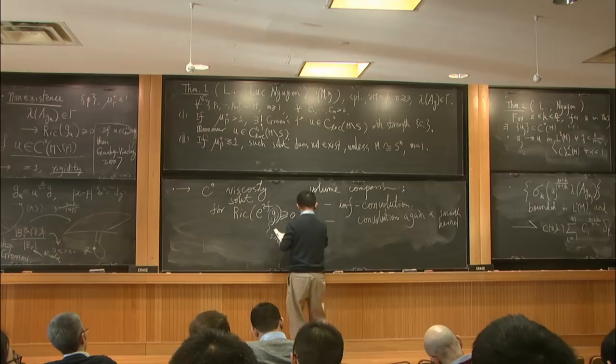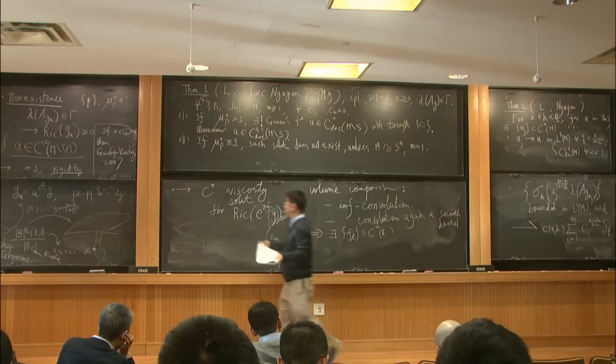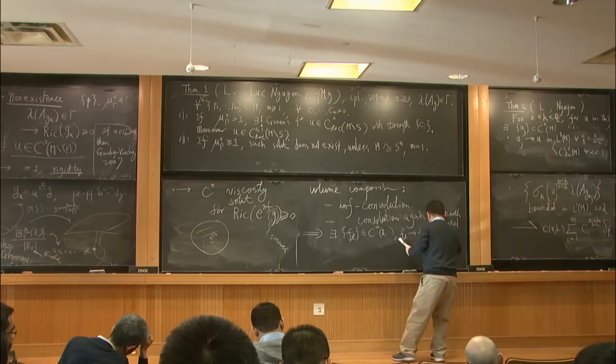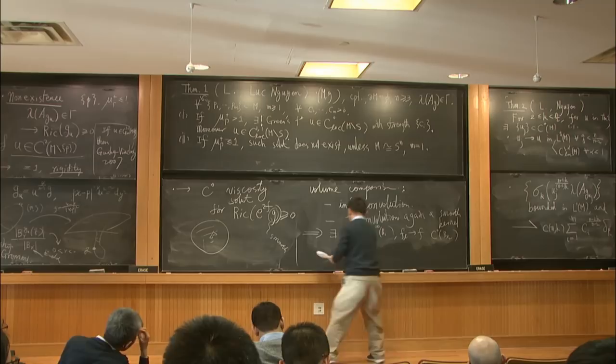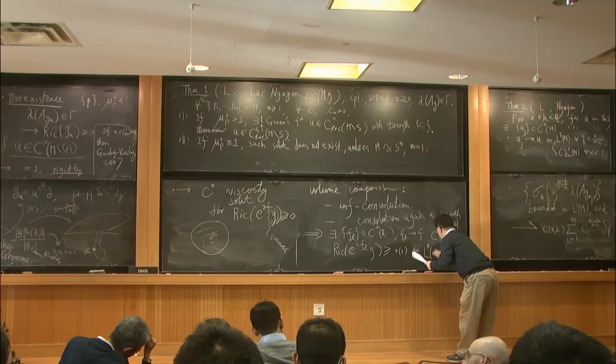So we are going to see a sequence f_l. This is smooth. So I'm in a local situation. The whole thing I need is basically a local situation. So you have that, and then f_l goes to f in C0 sense. And if you look at the Ricci tensor level, it's greater or equal than 0 in L^p for finite p.